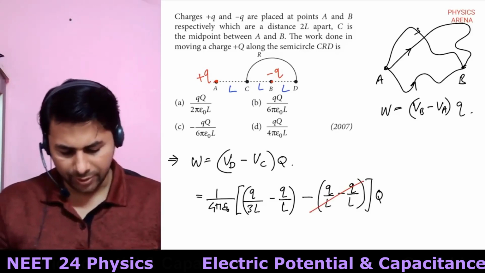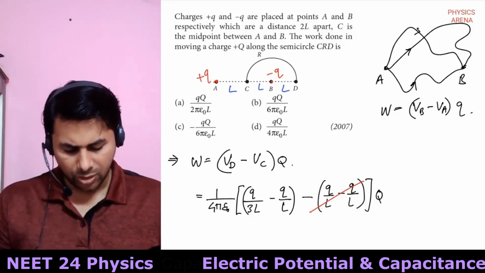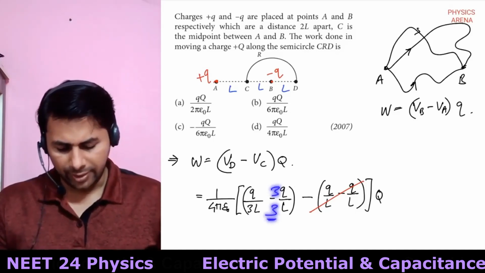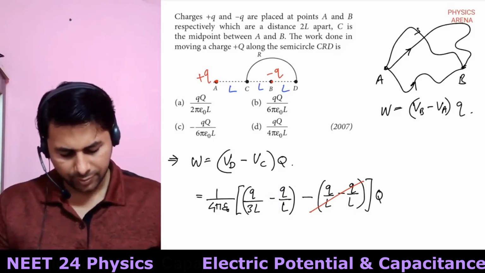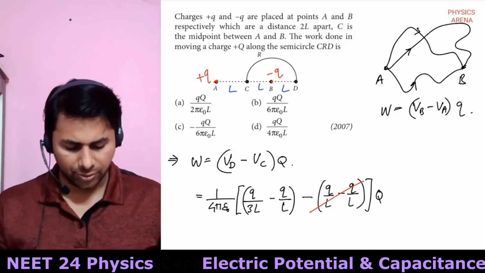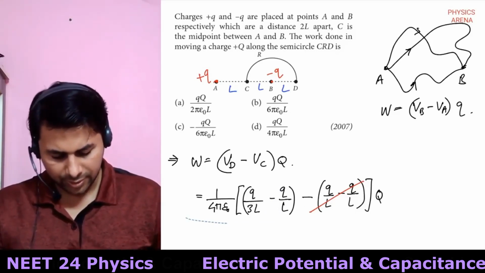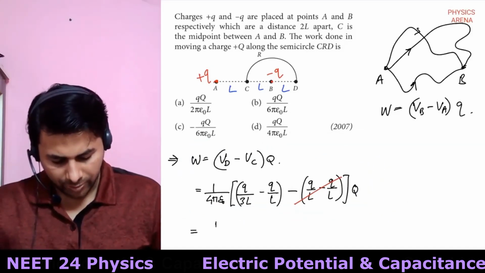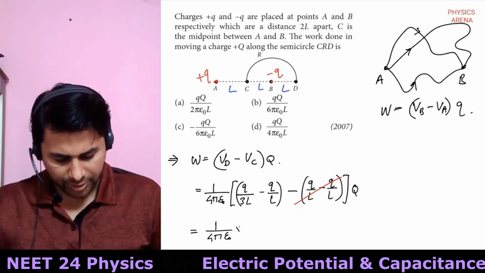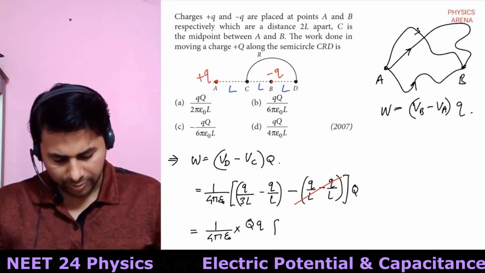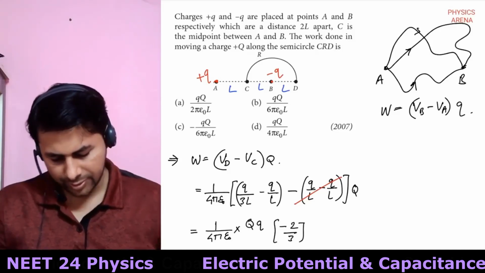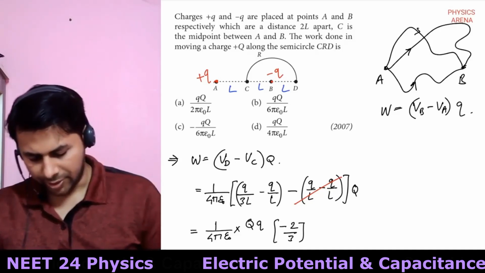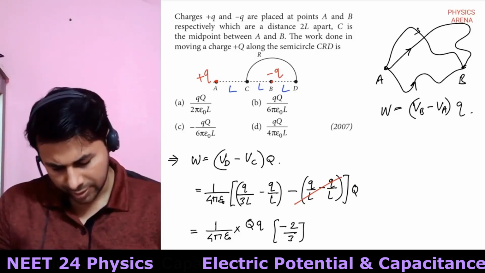Then you just have to find out this thing: Q by 3L minus Q upon L. So this is Q minus 3Q by 3L, which is minus 2Q. So the answer is 1 upon 4 pi epsilon naught times q multiplied by minus 2 by 3. Minus is there in only one option, option C. Is it okay?